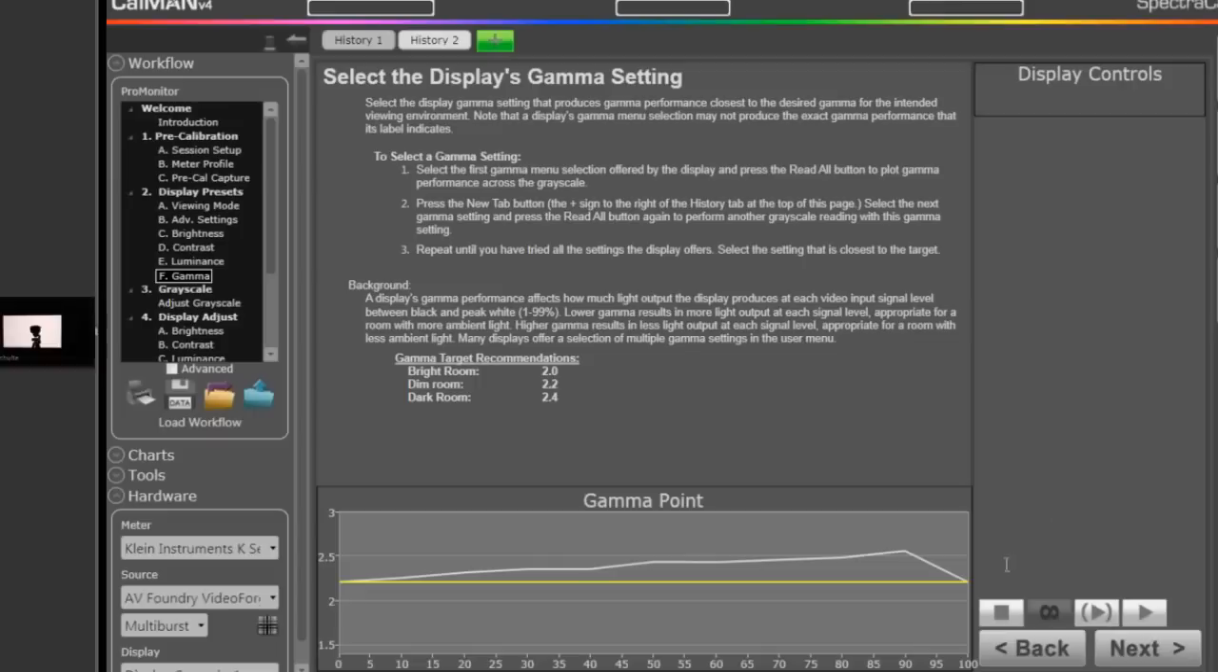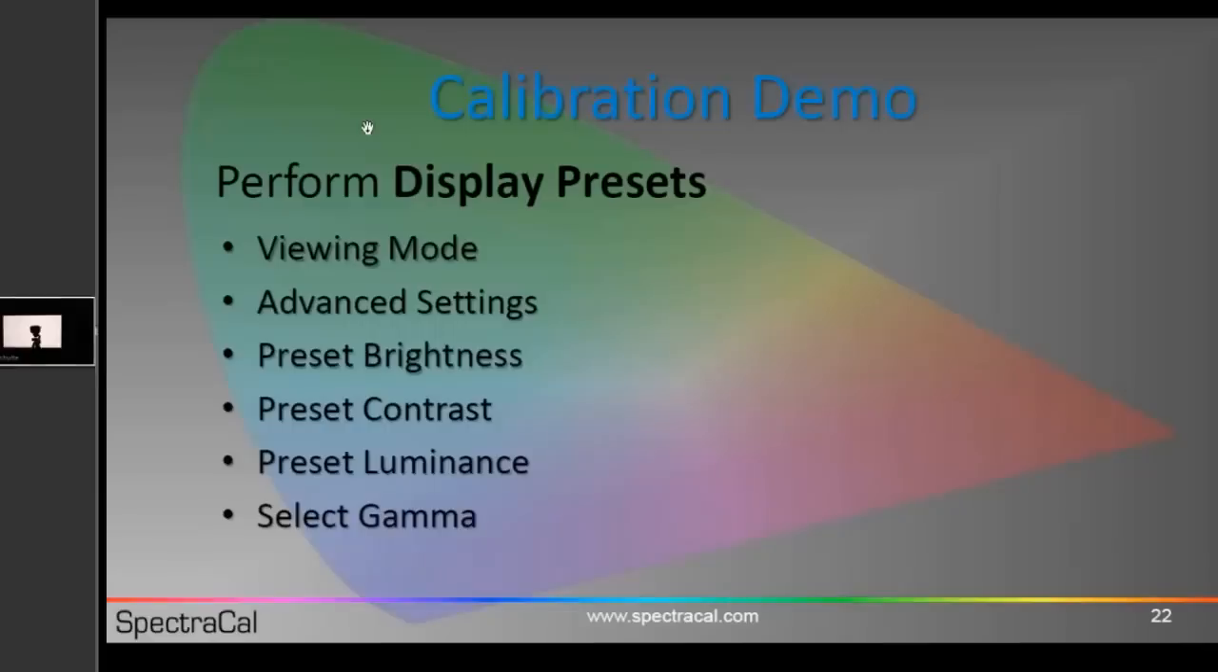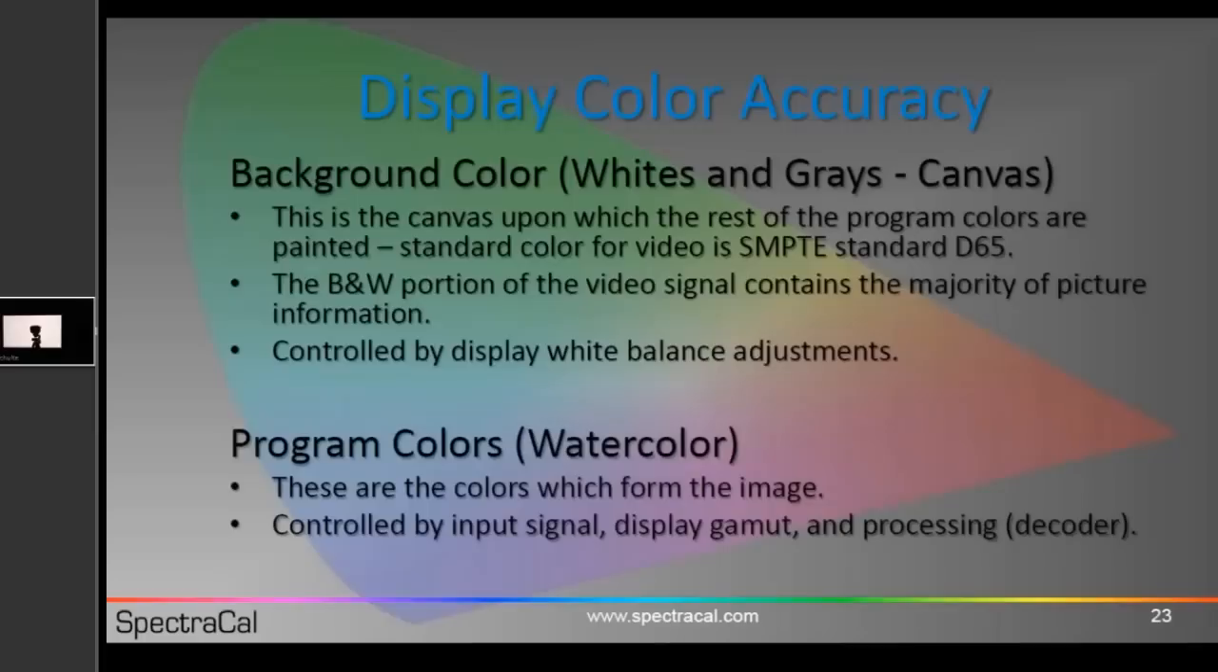So this was the performance with the high gamma setting, and back to the previous one, the performance with the medium gamma setting, and we can choose which one of those we want, again, depending upon the particular viewing environment that we're calibrating for. So we've covered the initial display presets for the viewing mode, brightness, contrast, luminance, gamma. Now we want to talk about calibrating color on the display.